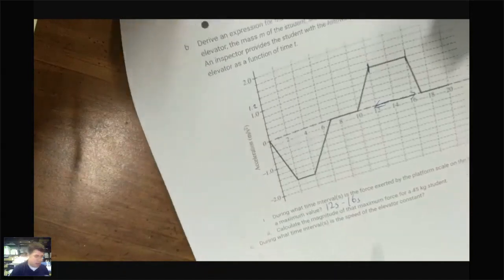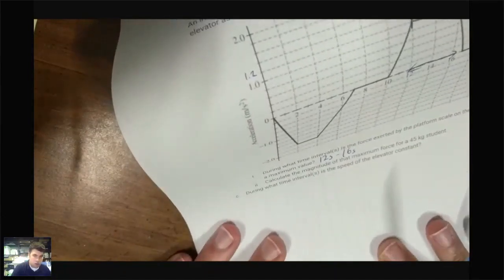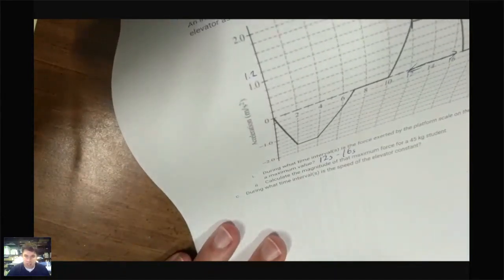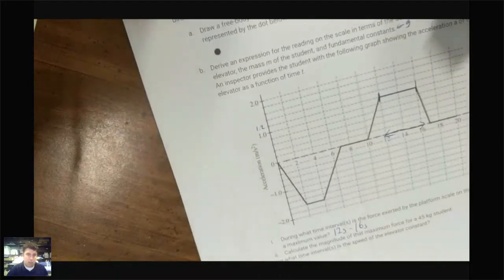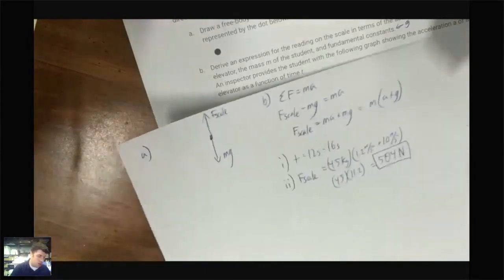All right, and the last part, part C. During what time interval is the speed of the elevator constant? Okay, when does our speed not change? Well, our speed does not change when our acceleration is 0. So where on here is our acceleration 0?